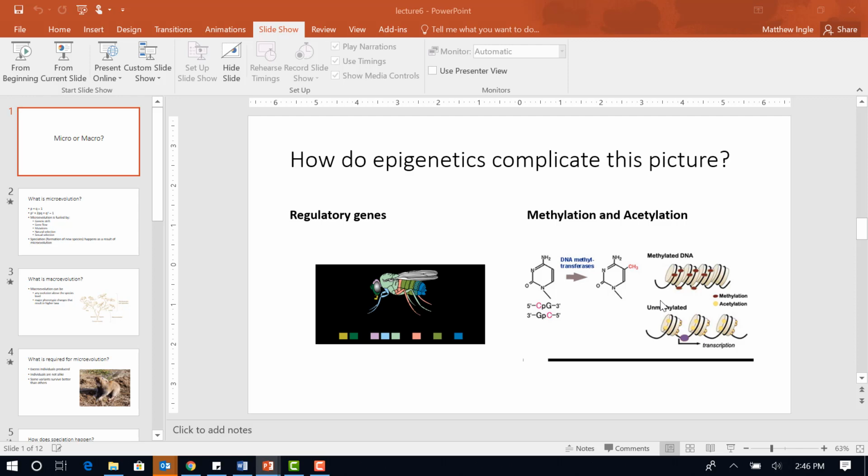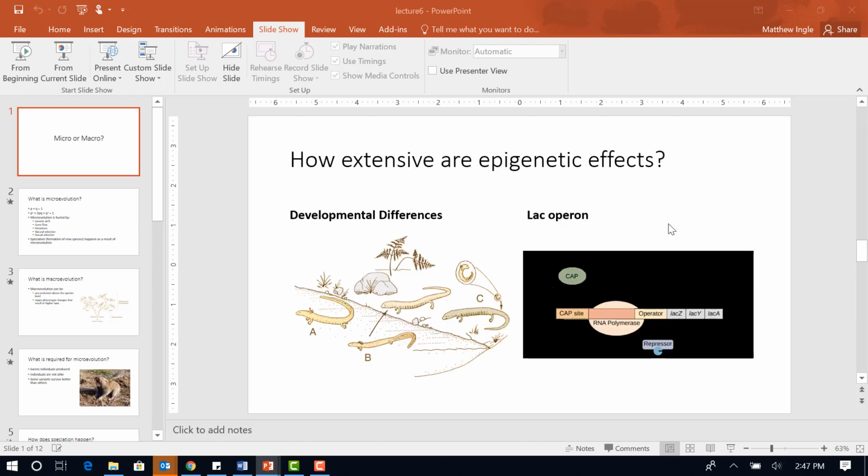And so this complicates the picture quite a bit, in that regulatory genes and these methylation acetylation patterns can completely mask new mutations that are there but aren't expressed, and they can lead to phenotypic changes that have nothing to do with a difference in the genome. The genome is exactly the same, and yet the phenotype is very different because of how those genes are actually expressed. So how extensive are the epigenetic effects? Is this something that it's just in theory, it seems like it could complicate it, or is it really complicating this altogether?